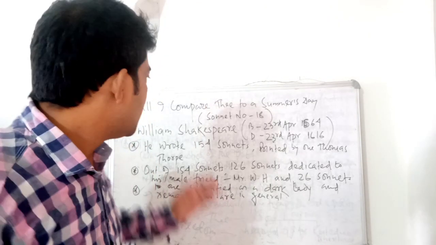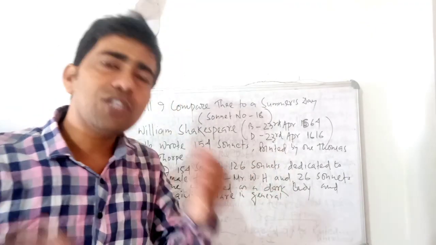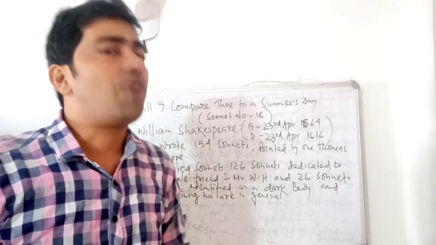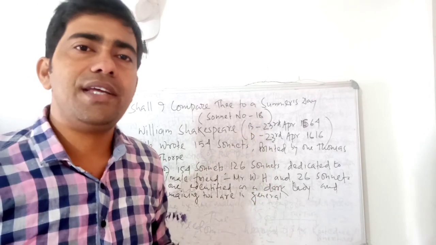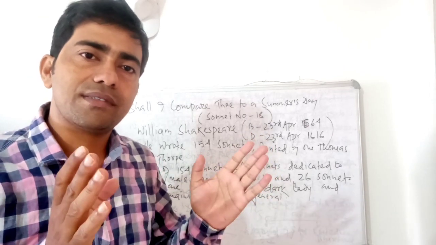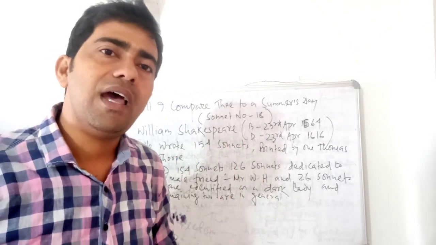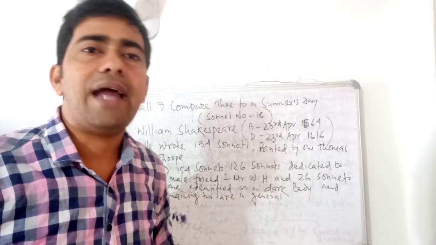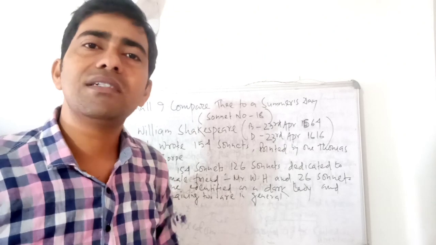All right. Now we will discuss his sonnets. What is a sonnet first? Let us discuss the sonnet. A sonnet is a lyric poem. It generally consists of 14 lines, with a certain rhyme scheme and a certain metre, mostly in iambic pentameter.